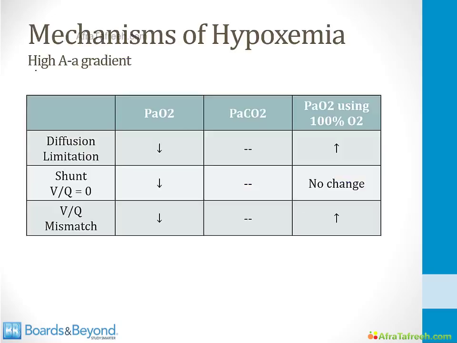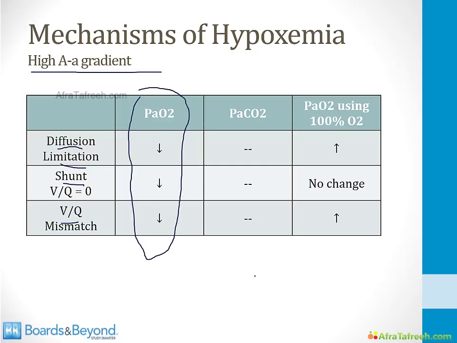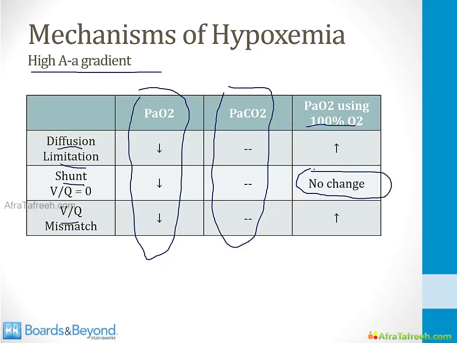Here's a table summarizing the mechanisms of hypoxemia associated with a high AA gradient. There are 3 of these: diffusion limitation, shunt, and VQ mismatch. All 3 conditions are associated with a low PaO2, meaning they are all associated with hypoxemia. In all 3 conditions, PaCO2 usually does not rise. The main distinguishing feature is what happens when you apply 100% oxygen. If you apply 100% oxygen and it results in no change in the arterial oxygen content, then you have a shunt. If you apply 100% oxygen to a patient with VQ mismatch, the oxygen saturation will go up. Oxygen helps patients with VQ mismatch. And finally, oxygen also helps patients with diffusion limitation.